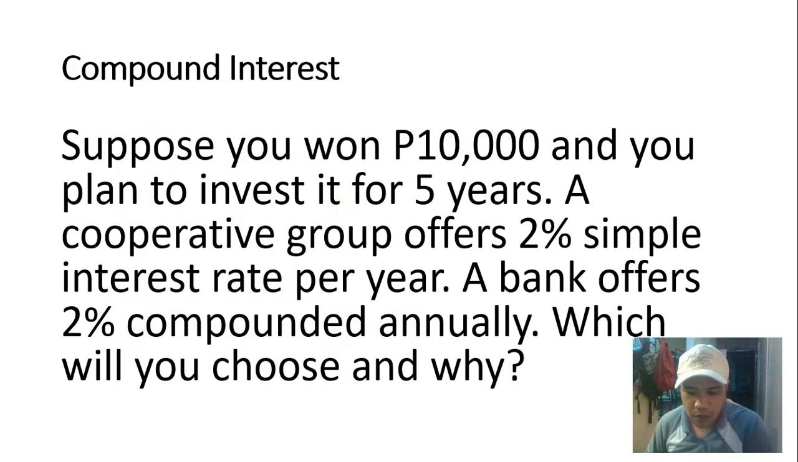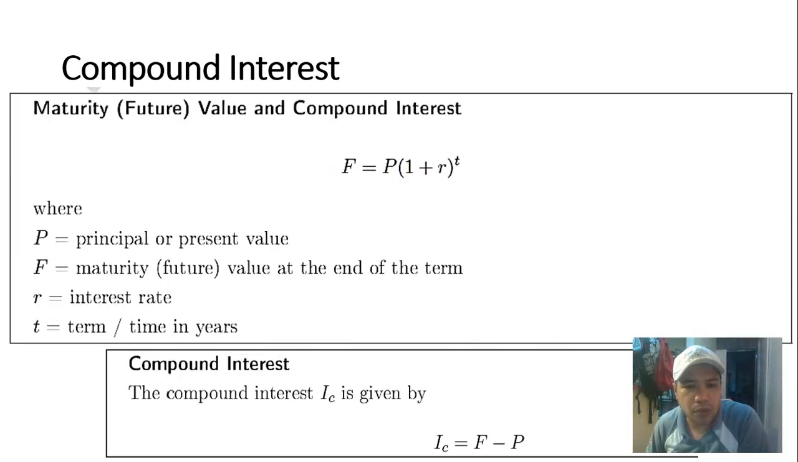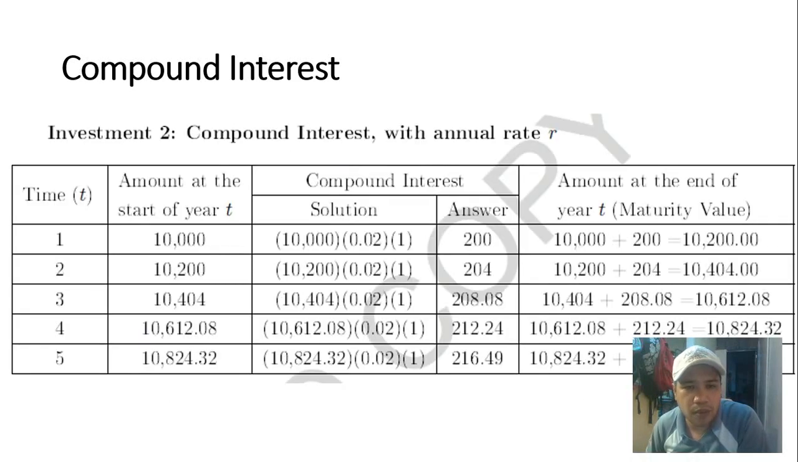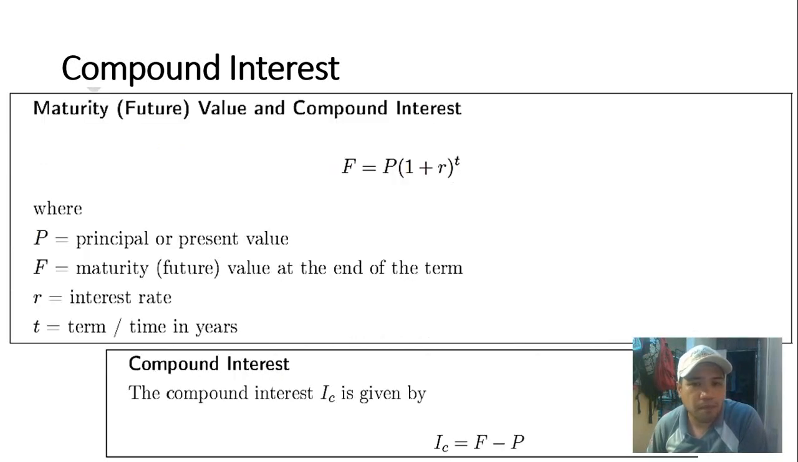This is the example from the first video. Suppose you want 10,000 pesos and you plan to invest it for 5 years. A cooperative group offers 2% simple interest and a bank offers 2% compounded annually. So for the compound interest, the future value will be 11,040.81 compared to the simple interest, which is only 11,000.